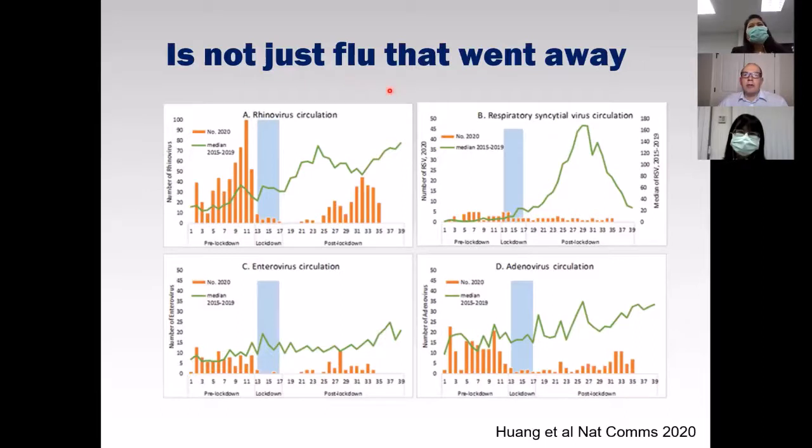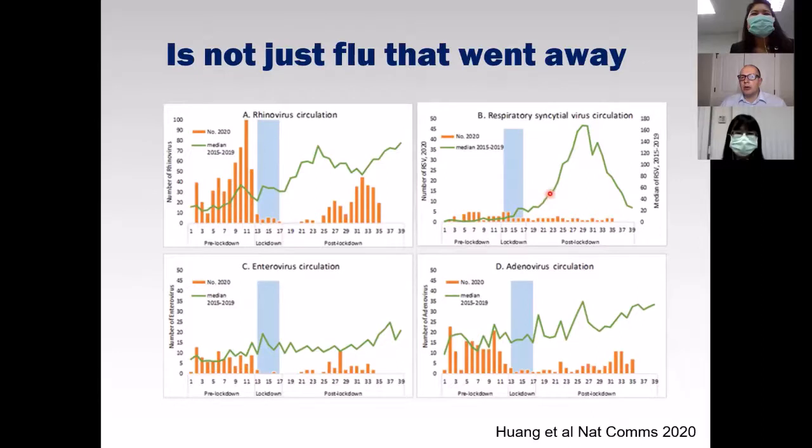looking at a number of other respiratory viruses. So RSV, of course, is another big winter disease. The green line here is the average activity over weeks. The blue here is essentially the period of lockdown in New Zealand when they locked down at the beginning of the COVID pandemic.